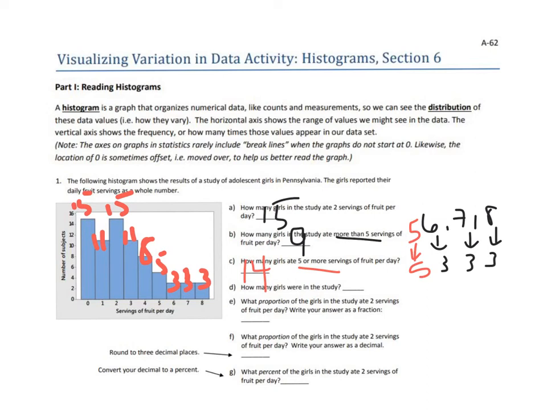And then how many girls were in the study? So if I add up all of my numbers on here, my 15 plus my 11 plus my 15, my 11, my 8, my 5, my 3, my 3, and my 3, that's how many students are in my study. And that will give me a total of 74 students.